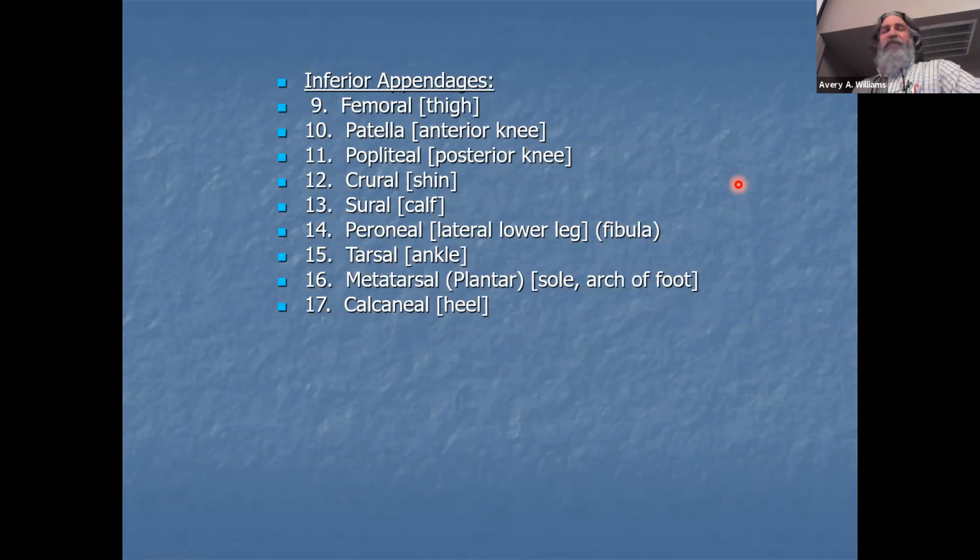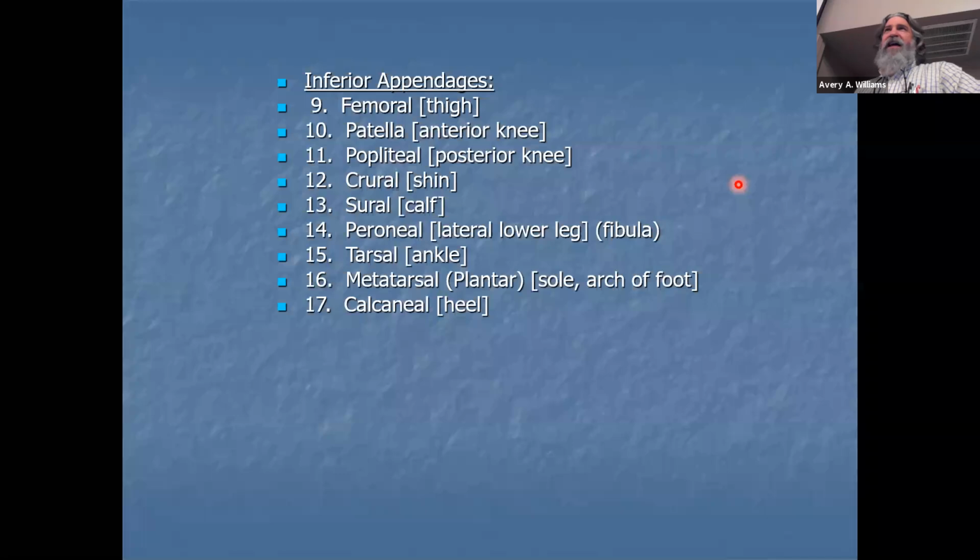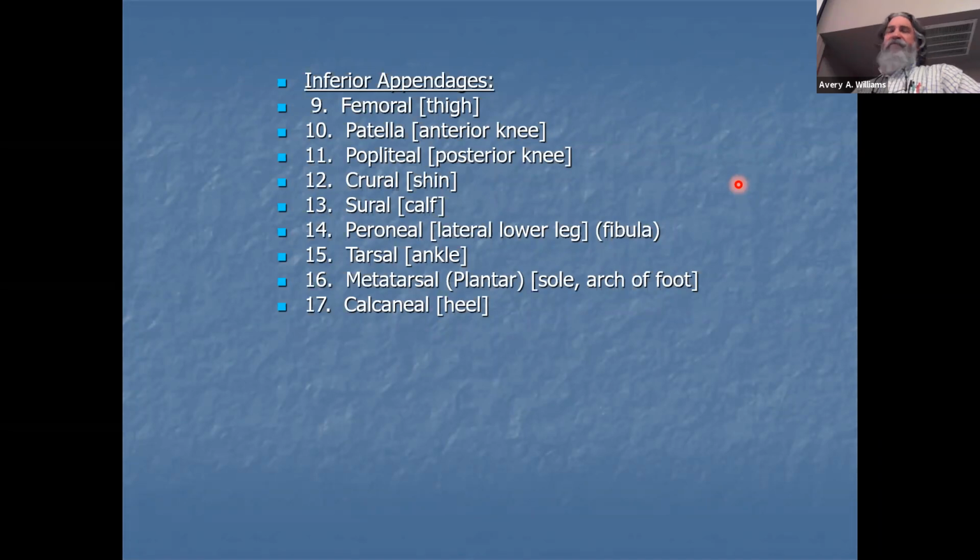Just about everybody knows what a fallopian tube is, right? The fallopian tube is part of the female's anatomy. Fallopian is an eponym. It's named after somebody. Gabriel Fallopius was the guy that first described the fallopian tube, or your eustachian tube.